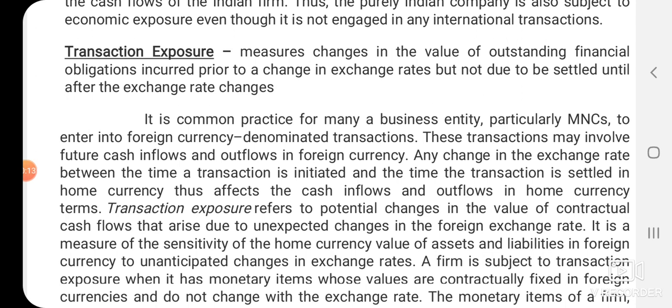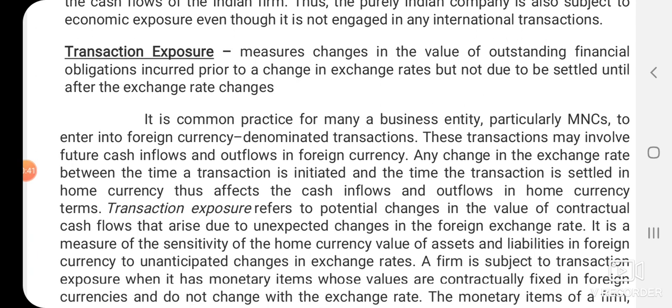In the previous video, we discussed the introduction to foreign exchange exposure and the types of exposure in brief. But in today's video, we will discuss transaction exposure and the techniques of how to manage transaction exposure. We will discuss this in depth in this video.